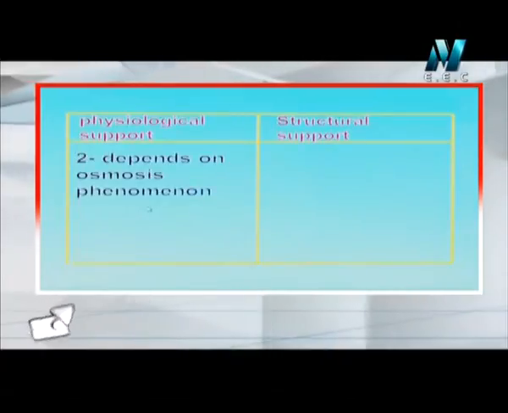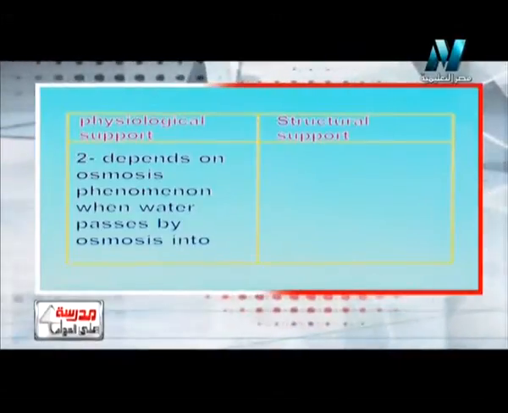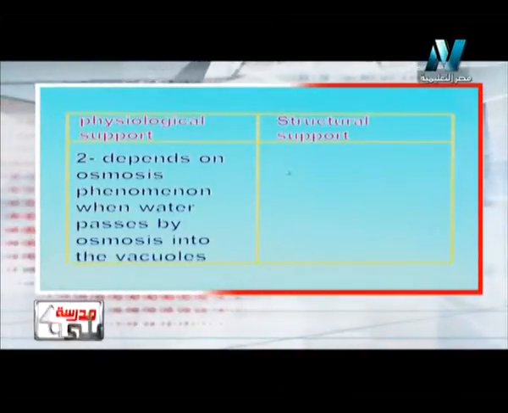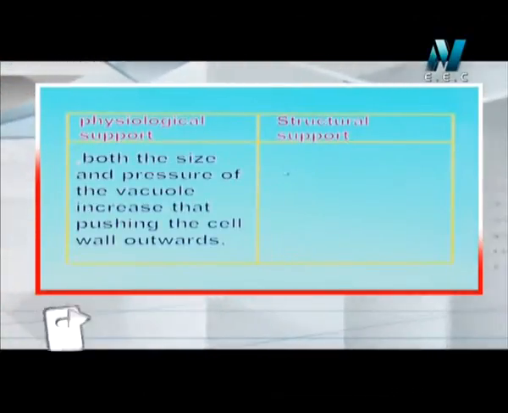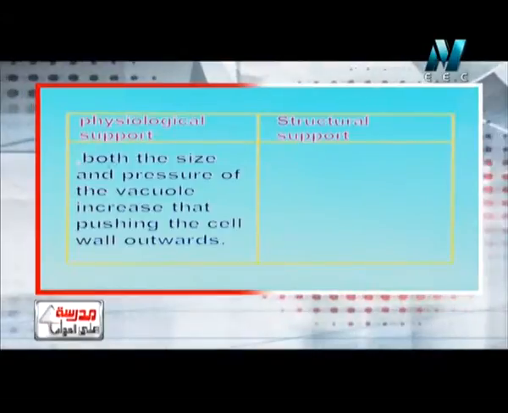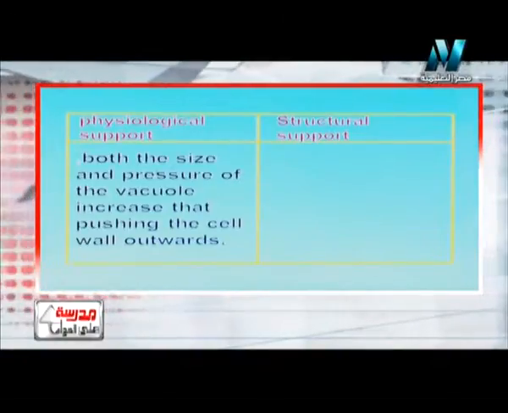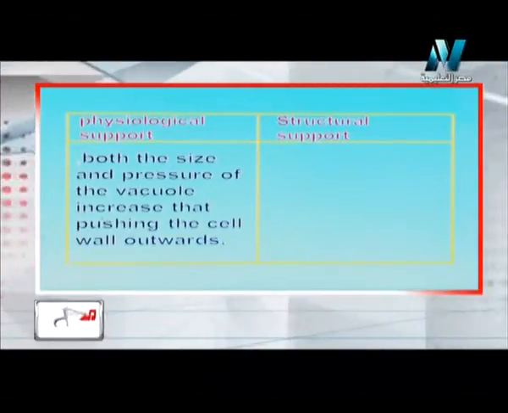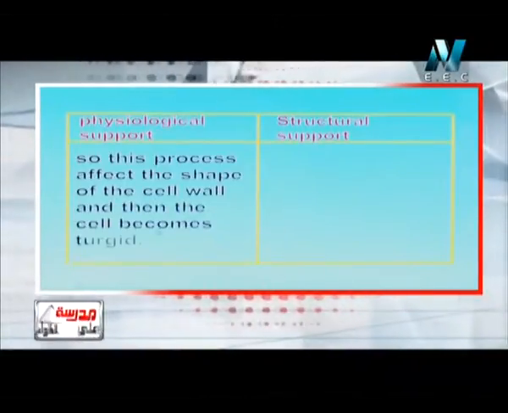Number 2, physiological support depends on the osmosis phenomenon, when water passes by osmosis into the cell. But structural support depends on the deposition of some substance. So the physiological support depends on the presence of water or the passage of water by osmosis, so the size and the volume of the cell increase, pushing the cell wall outwards. So this process affects the shape of the cell wall, and then the cell becomes turgid.